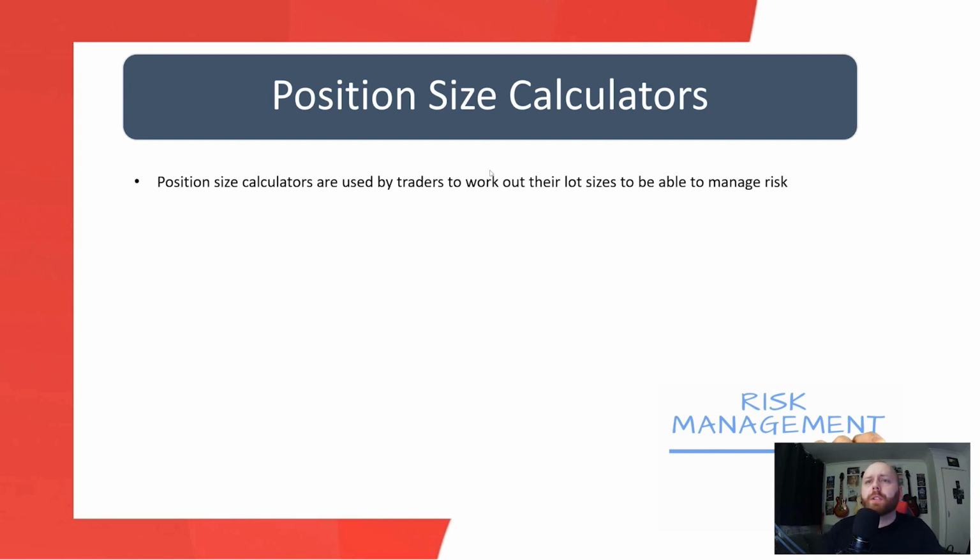Position size calculators are used by traders to work out their lot sizes to be able to manage risk. By using a risk size calculator, you won't lose more than you intended to in nearly all cases. And the reason I say nearly all cases is because when you have a stop loss set and you've worked out your risk, if the price moves to that area, it's going to cut you off. You're not going to lose more money than you intended to.